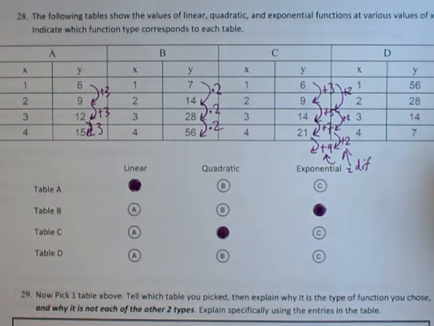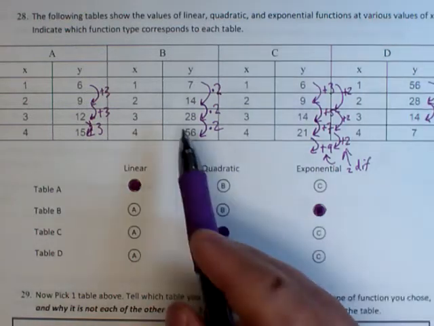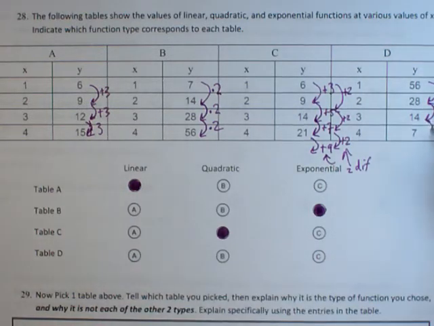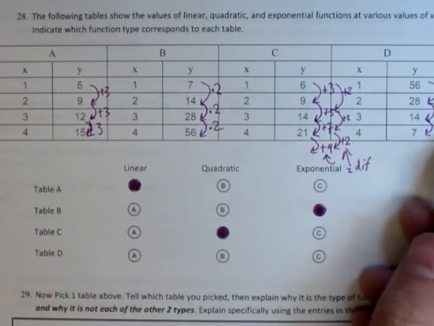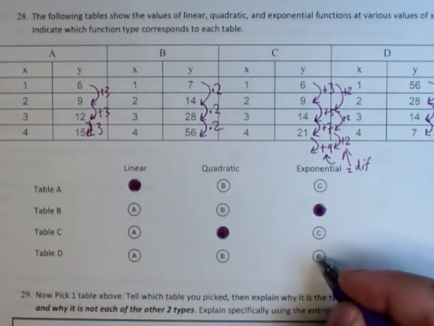And lastly, D. Well, these look like the same values from B, but they're reversed. In other words, if you went up, you'd be multiplying by 2. So to go down, you're dividing by 2. So also exponential.